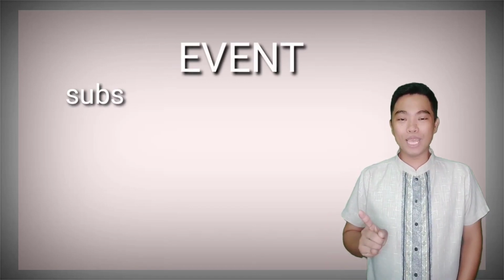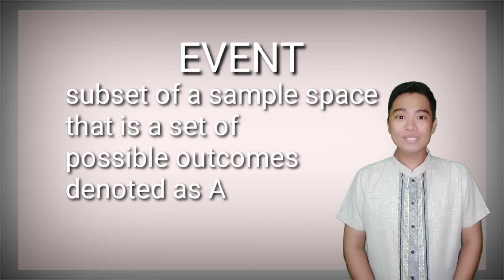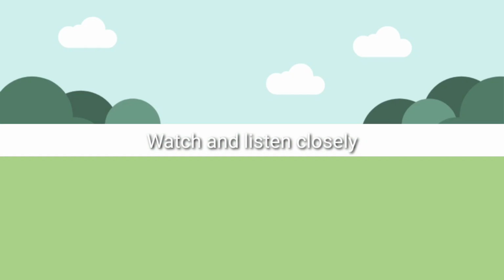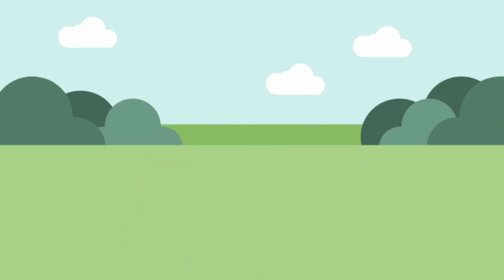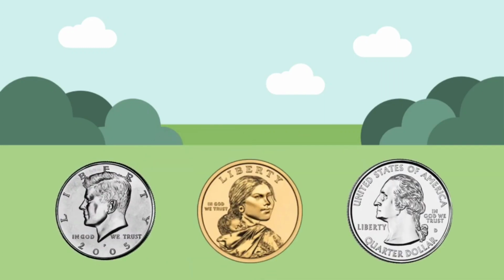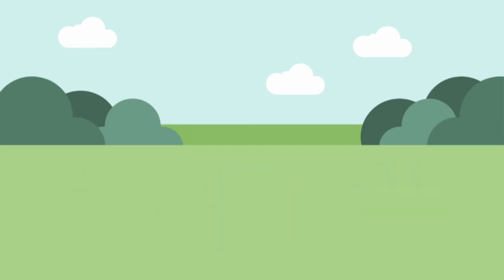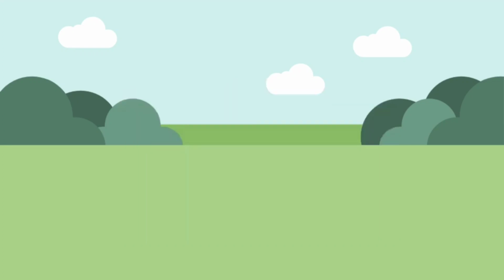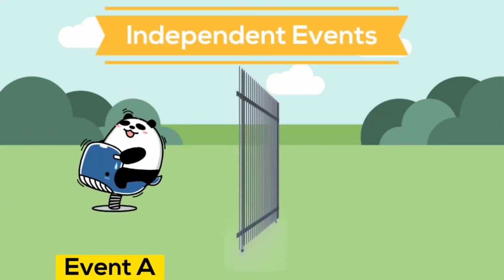It is a subset of the sample space, that is a set of sample outcomes, sometimes denoted as A. What's the chance of rolling snake eyes? What's the chance of flipping heads 3 times in a row? When calculating the probability of 2 or more events happening together, we can use the multiplication rule of probability. We'll start with independent events, where one event's outcome has no effect on the other event's outcome.